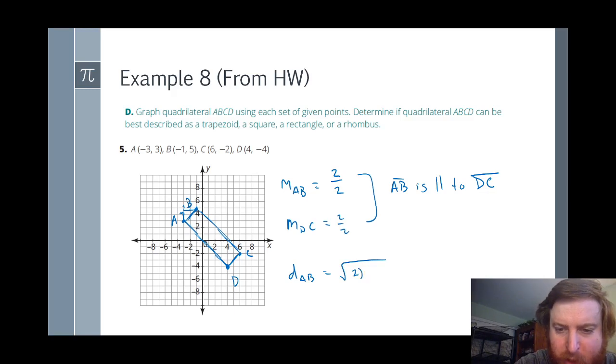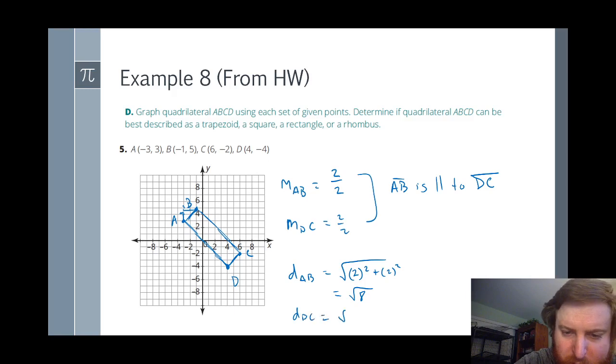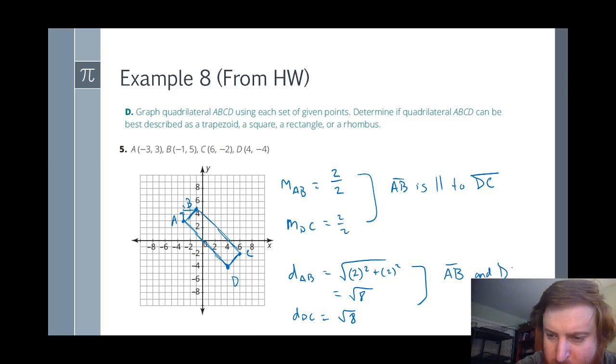I showed you that shortcut to 2 squared plus 2 squared, which is the square root of 8. You don't need to simplify that. Now, the distance between D and C will also be the same square root of 8 because it's a 2 and a 2. So now we know that AB and DC are equal. They have equal measurements, right? So therefore, we can say that ABCD is a rectangle.